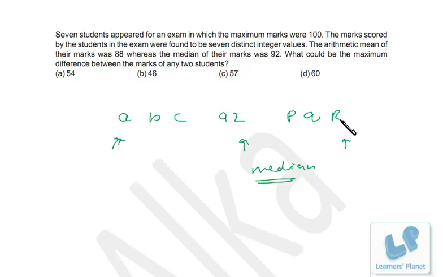Since the maximum marks are 100, I give 100 to R, 99 and 98, right? Now the other 3 numbers should be less than 92, so the maximum they can be is 91, 90 and 89. Now I have to find out the value of A. Now listen to me carefully. Since we have to maintain the average as 88 and simultaneously we have to maximize the difference between A and R.